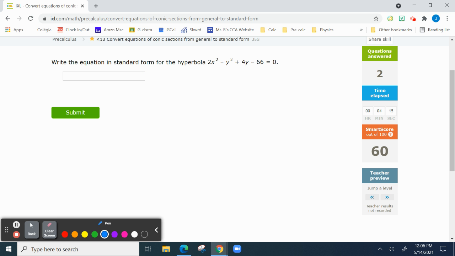So for this one, I'm just going to rewrite it because it helps me get going. 2x squared, I don't like to start with that color.